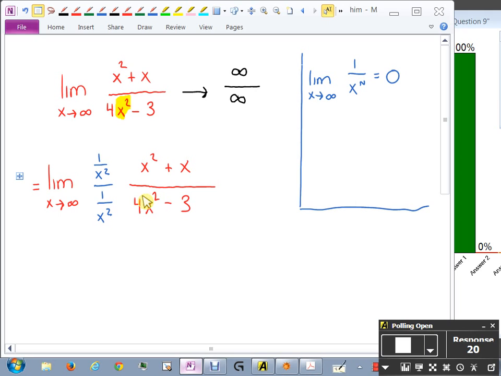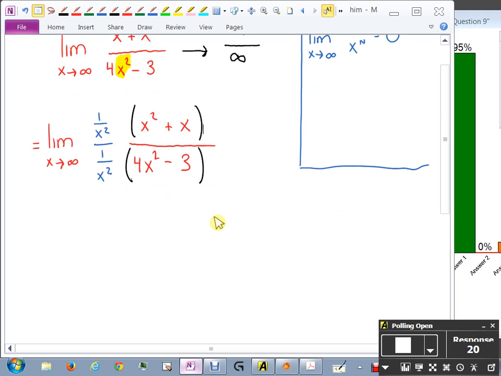The only thing you'd have to really concern yourself with here is, what if x was 0? Could you do this? No, but where's x going? That's far away from 0, right? So you don't have to worry about that. As we go to infinity, this is well defined. And so now just pass the 1 over x squared through both the numerator and denominator, and let's see what we get.